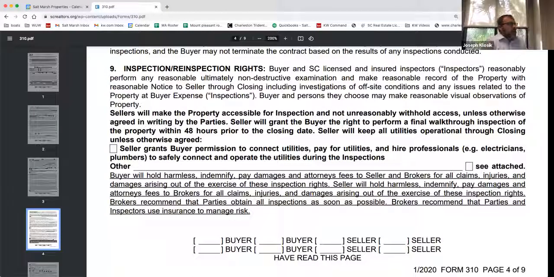The bold here says the seller will make the property accessible for inspections and not unreasonably withhold access unless otherwise agreed on in writing. Seller will grant the buyer the right to perform the final walkthrough inspection of the property within 48 hours prior to the closing date. Seller will keep the utilities operational through closing unless otherwise agreed. And then you would check here, seller grants buyer permission to connect utilities, pay for utilities, and so on.